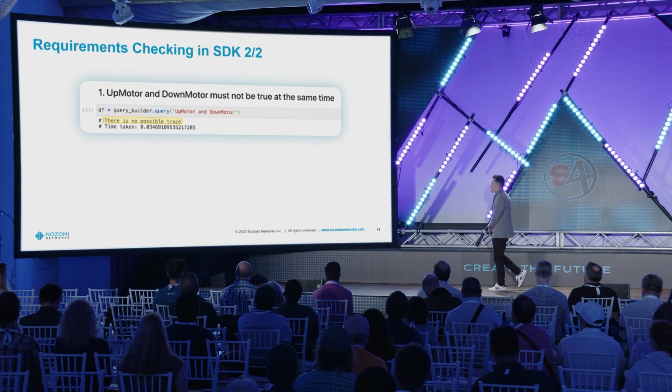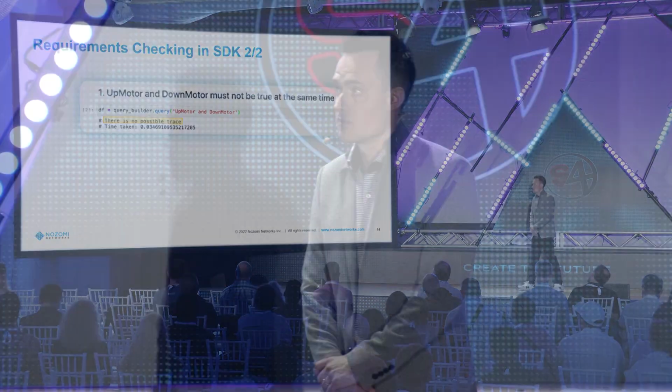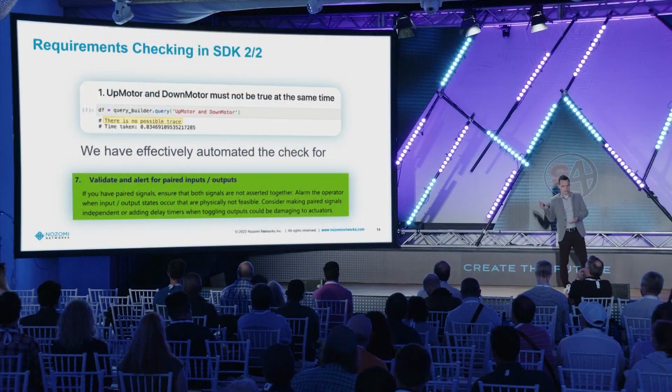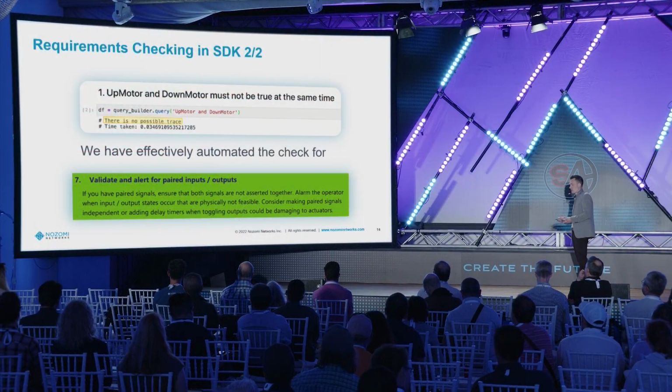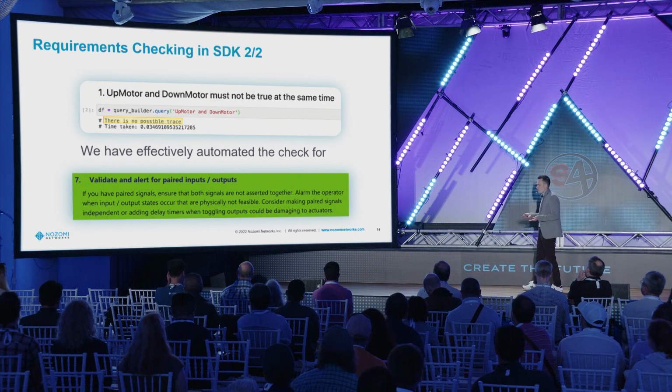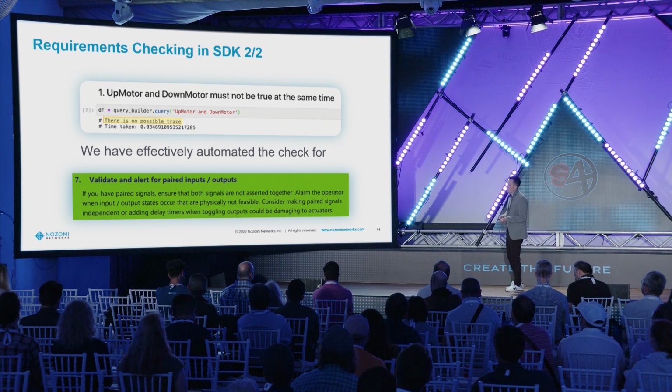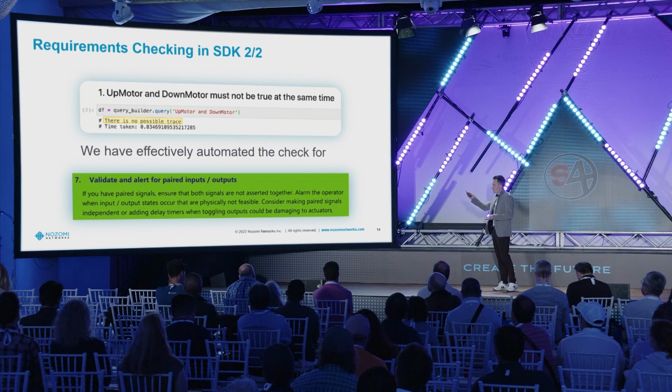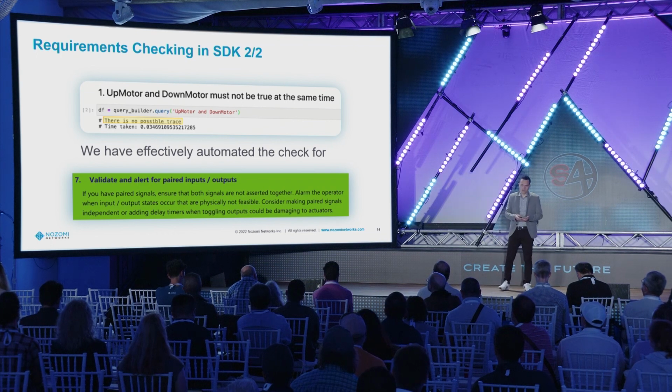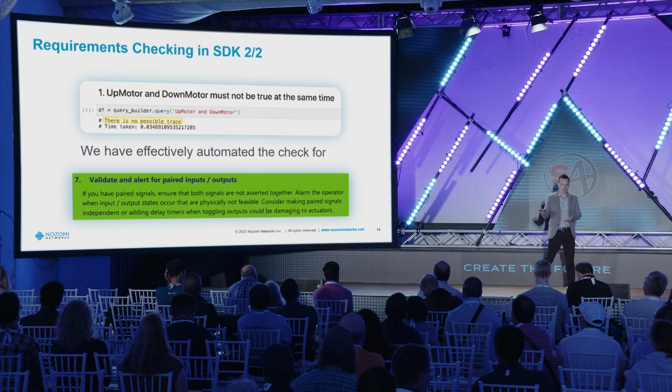So this is an example where the requirement is satisfied, and it doesn't produce a trace. So our system is correct, because it is never the case that up motor and down motor can be asserted at the same time. If you remember, we took this requirement from PLC coding guideline number 7. So effectively, we have found a way to automate the checking of rule number 7 in our system.